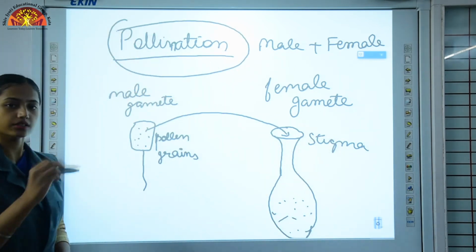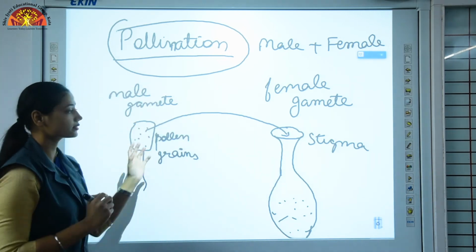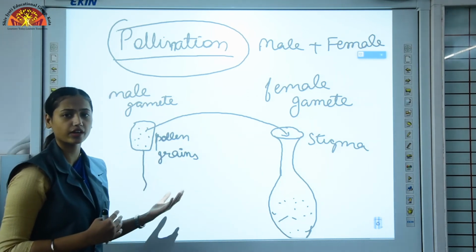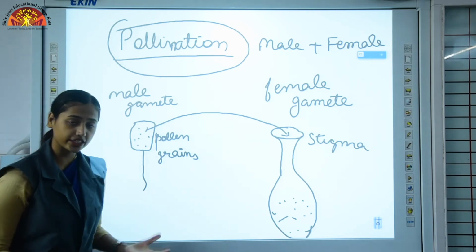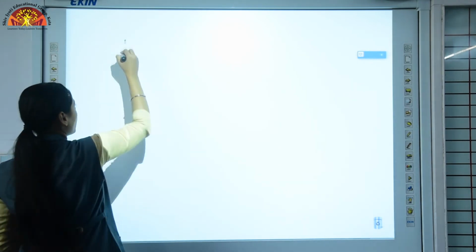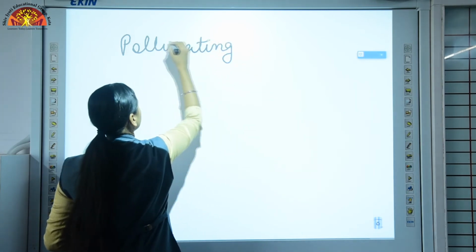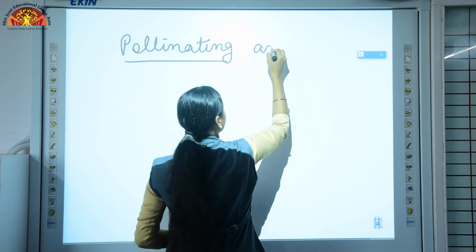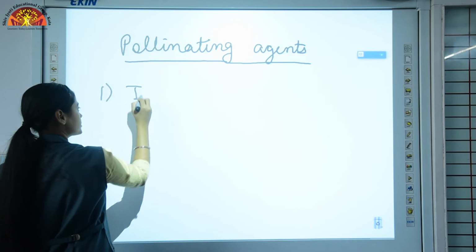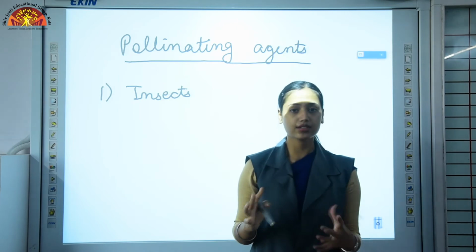Understood what is pollination? Transfer of pollen grains from anther to stigma. Now how does it take place? Is there any medium, by bus, train or aircraft? No. So there are few agents which are involved in pollination, and those agents are known as pollinating agents. Pollinating agents. And what are those agents? Insects. Insects help in pollination. How? You have seen that flowers are very attractive.